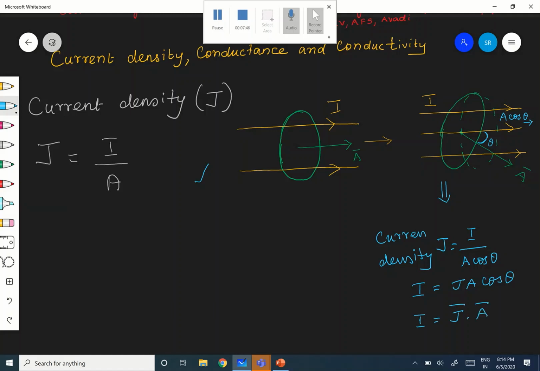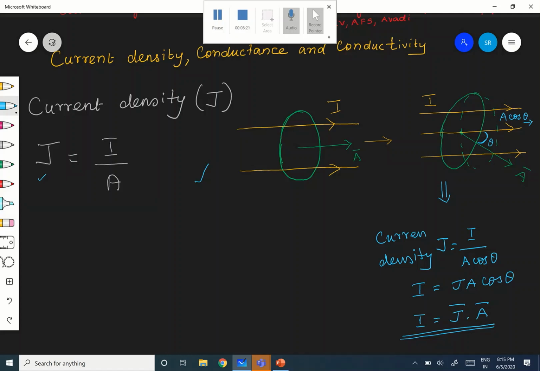Once again, I just want to tell you, current is a scalar, current density is a vector. Because it is current per unit area held normal to the current. Here we are considering the area vector. Current density is a vector, but current is a scalar, which means I is nothing but the scalar product, the dot product of J and A, current density and the area vector.